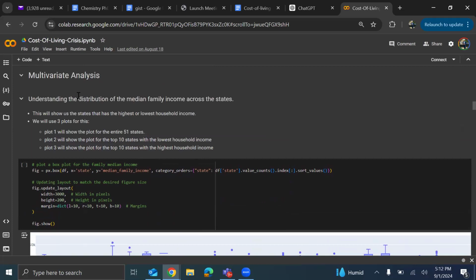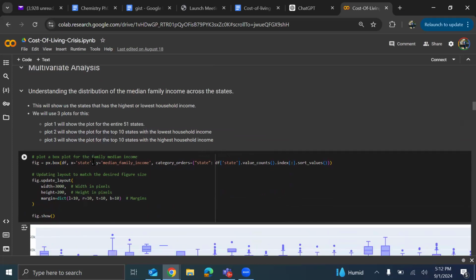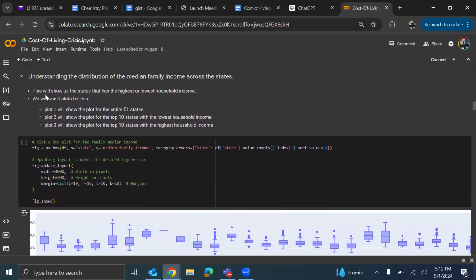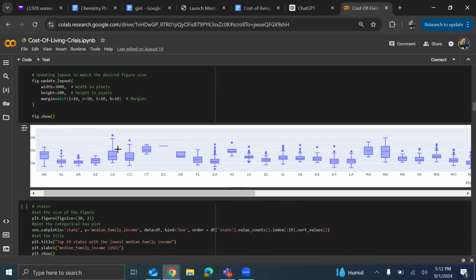Here, I was trying to understand the distribution of the family income across the states. I said this will show us the states that have the highest or lowest household income, and I'll use three plots for this. Plot one will show us the entire 51 states. Then I'll use two plots to show the top 10 and the lowest 10. I did this using Plotly because Plotly is able to show you the differences in a much better way. You can see the low.